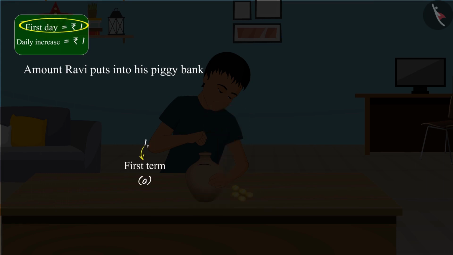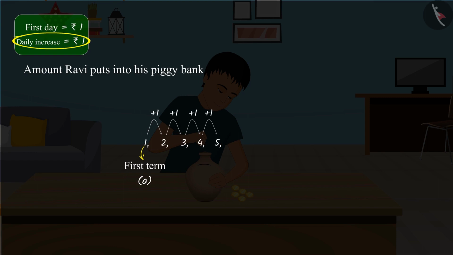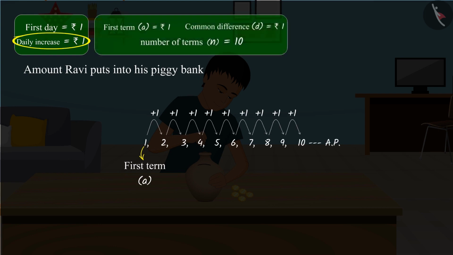Absolutely right. The first term A will be 1 because he puts 1 rupee in the piggy bank on the first day. Because Ravi increases the amount by 1 rupee per day, he will put 1 plus 1 equal to 2 rupees in the piggy bank the next day. Going forward in the same manner, we will get an arithmetic progression, which represents the money Ravi puts into his piggy bank every day.